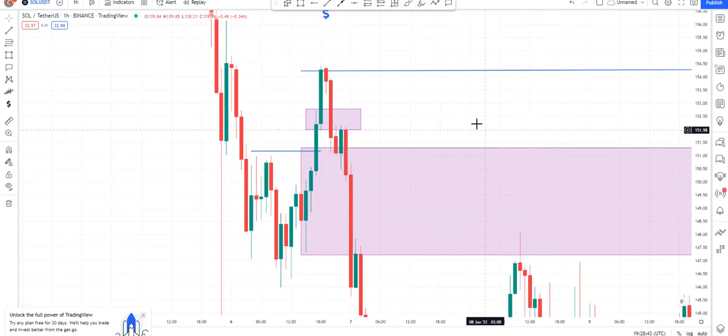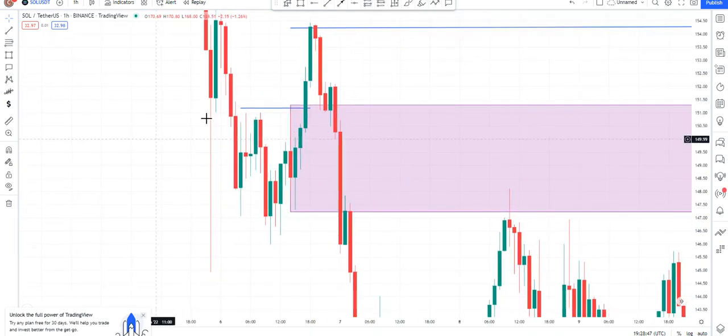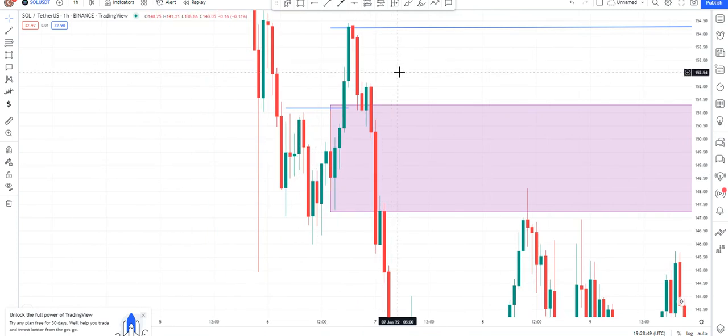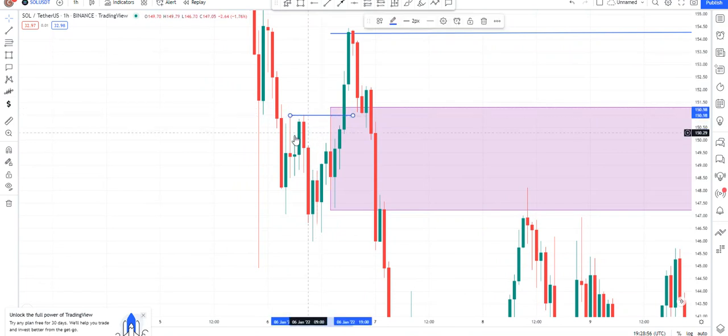Okay. So let's ignore this one. This is a mitigation block. So what happened there is that we had a high here. We had a high over here, right? So price went above that high. They mitigated something here, closed an imbalance, whatever. Mitigated something here. Then it quickly changed trend.